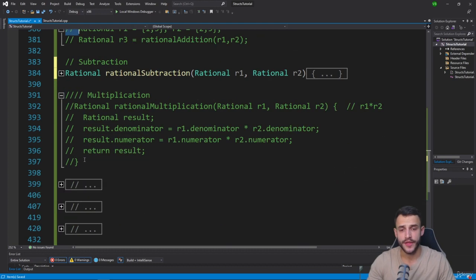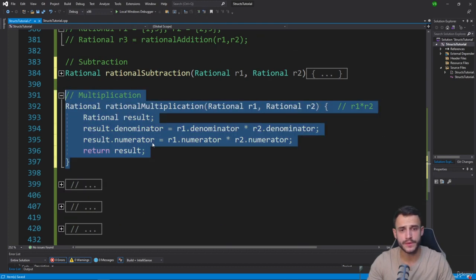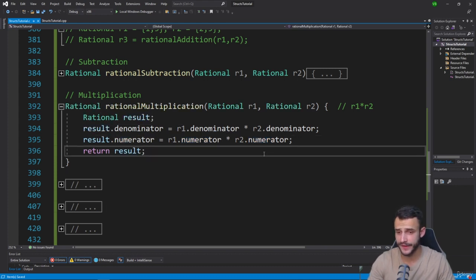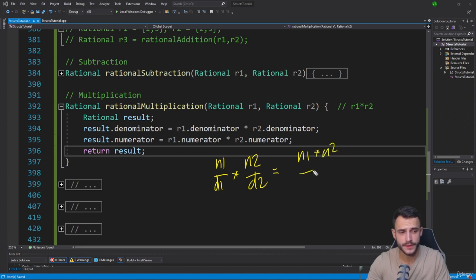Okay, then you use multiplication. So in multiplication, that's very, very simple. If you need to multiply, let's say, one rational number by the other, then the result is very simple. It should be n1 multiplied by n2, and divided by d1 multiplied by d2. That's it. And that's exactly what we do here.